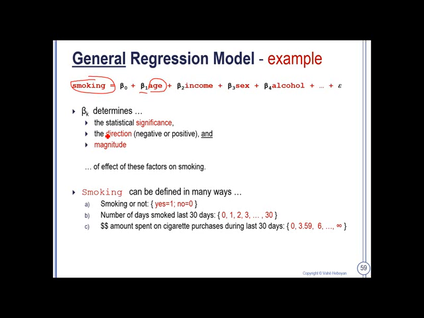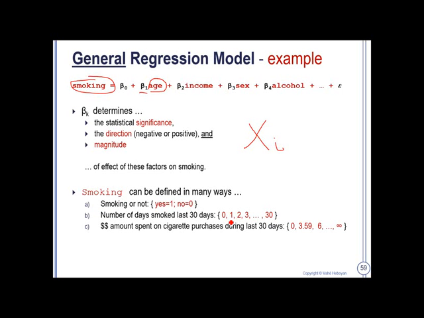But also we know that, remember, this was X, right? So this had to do with XI, right? Okay. So we also know that smoking can be defined in multiple ways. For example, depending on what kind of data you calculate, smoking can be binary: do you smoke or not, yes, no. Or smoking can be measured in terms of how many days in the past month you have smoked, so it can vary between 0 and 30.